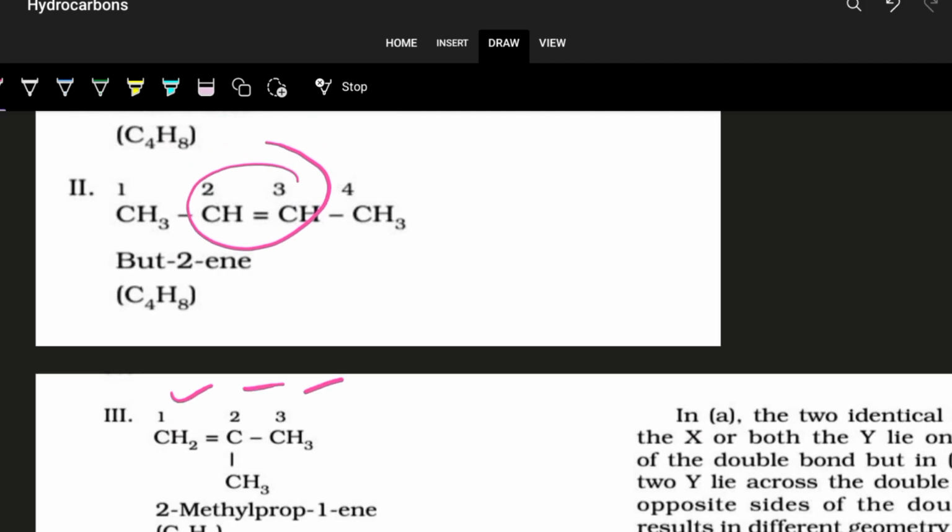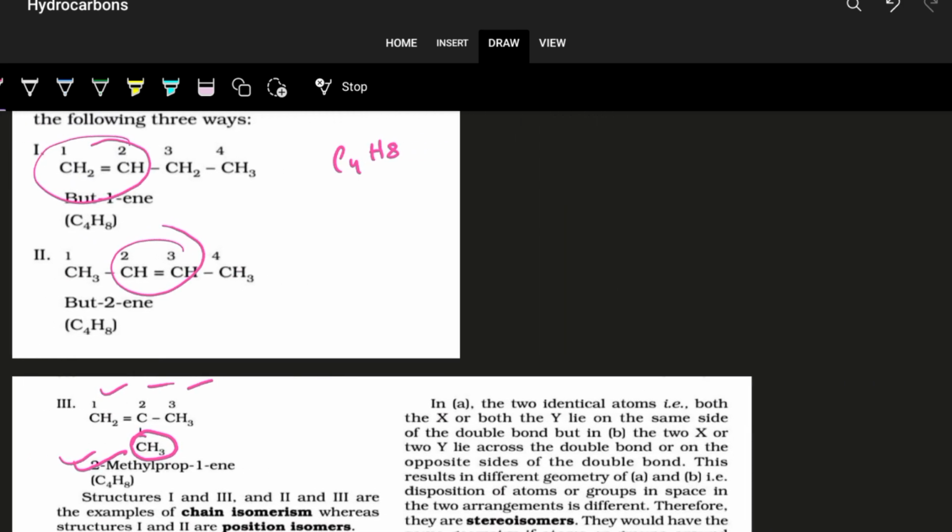And then I can keep only 3 carbon atoms in a chain, and I can change the position of the 4th carbon atom and give the double bond in any of the positions. You will get only one structure. Now, there are 2 types of isomers you can see here. One is chain isomer and the other is position isomer.